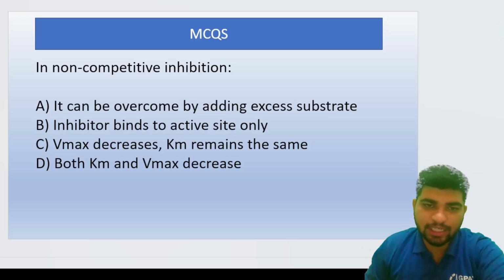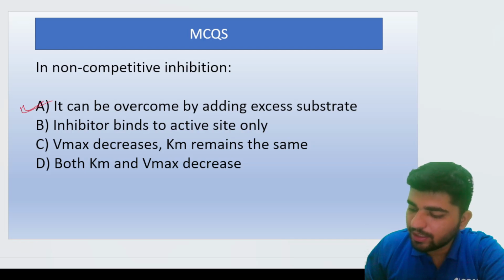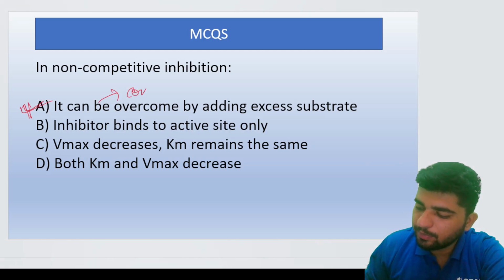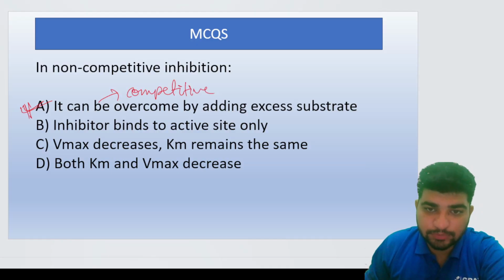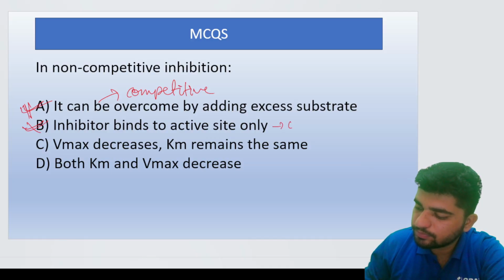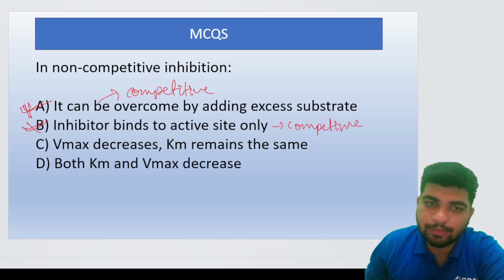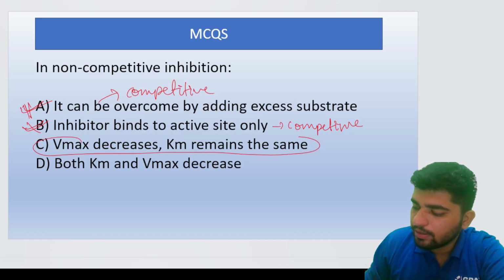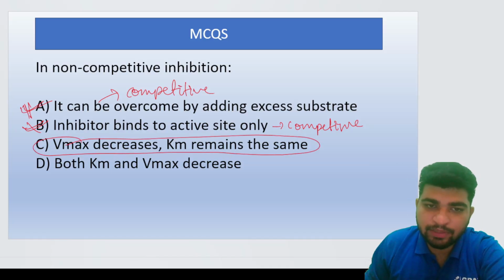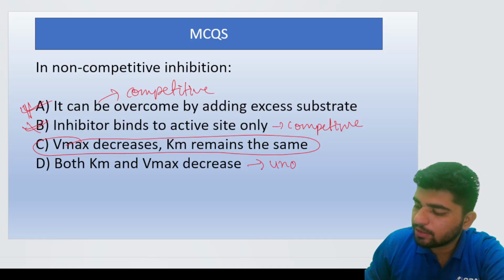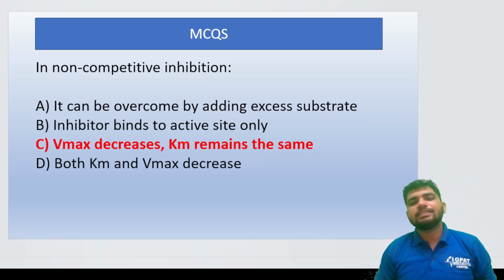In non-competitive inhibition, what was happening? See, this one is for competitive inhibition. Inhibitor binds to the active site only, that is also for competitive inhibition. Vmax decreases and Km remains the same. Yes, in non-competitive, we do have Km remains the same and Vmax decreases. Both Km and Vmax decreasing is for uncompetitive inhibition. Okay? So yes, Vmax decreases, Km remains the same.